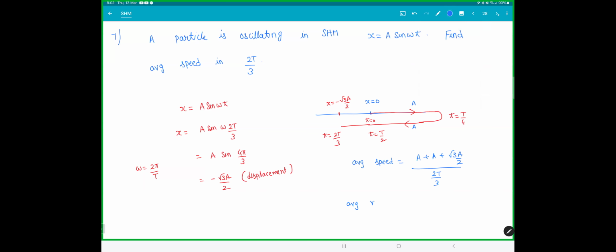If they ask you average velocity, your life would have been easy. The average velocity would be simply minus root 3 a by 2 divided by 2T by 3, because I just want displacement. I don't care about how much you went front. Is this clear, everyone? So be careful there. Both the options will be there. You'll mark the second one without thinking. The moment you hear the word distance, you know it should be a trap.